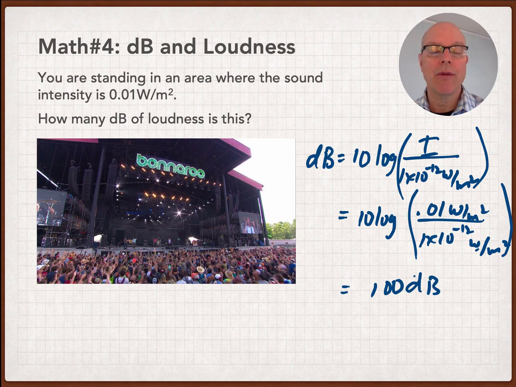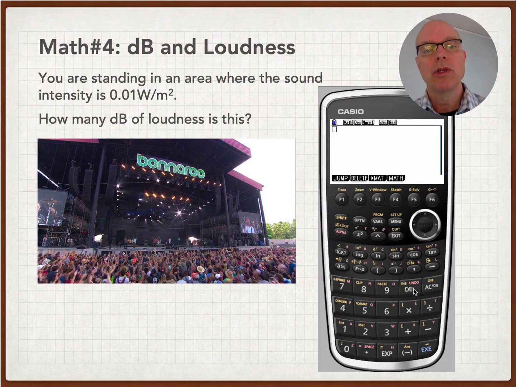I'll show you on the next slide real quick exactly what the button pushing looks like, and let's go wrap it up. So just in case you needed the help, let's go check out how that works on the Casio. So 10 times the log, so I'm going to come up here just below my x squared button, and then I'm going to open up parentheses and type in my intensity, 0.01 divided by 1 times 10 to the negative 12, and close those parentheses, and it's as easy as that. I've got my 100 decibel number. So let's go and wrap this thing up.